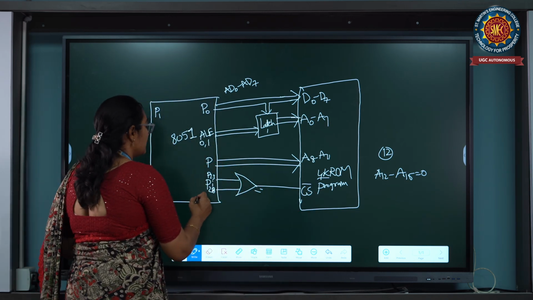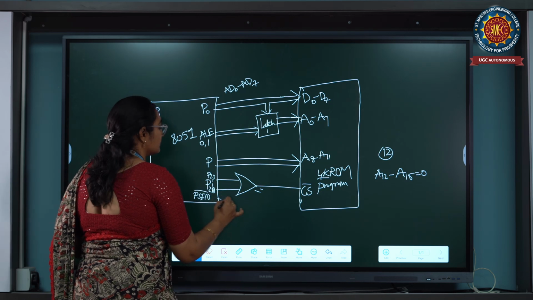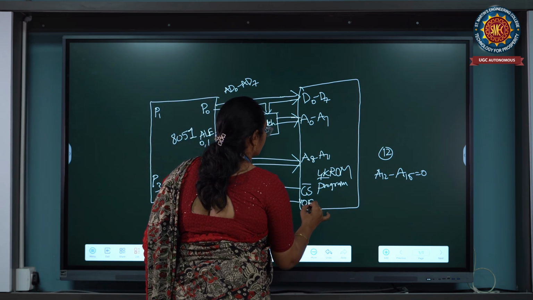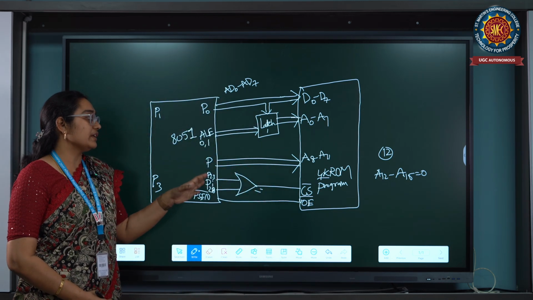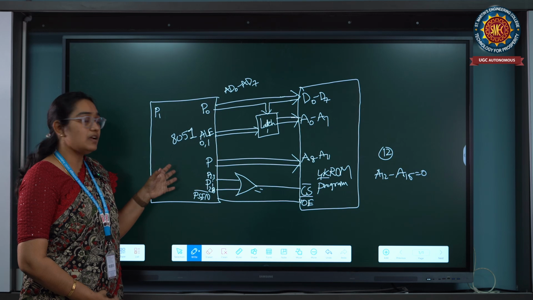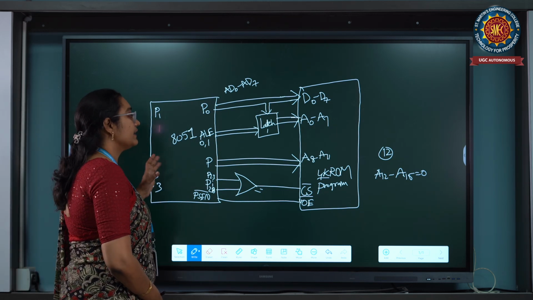Okay. Next, here PSEN bar is connected to OE bar. This program store enable pin is connected to OE bar, then only we can access the 4 kilobytes of ROM memory. This is the diagram we are getting.